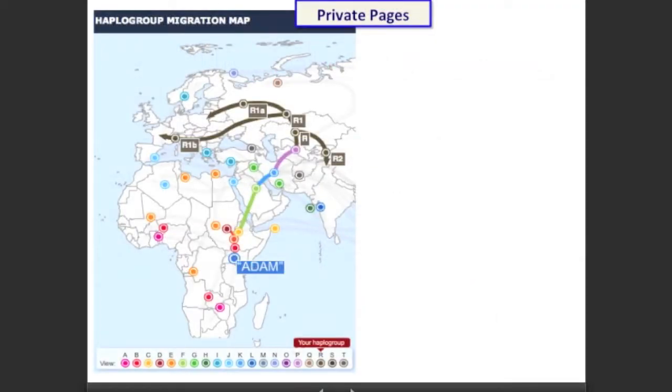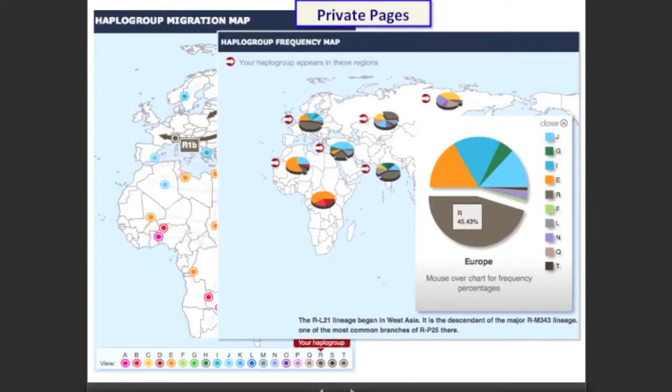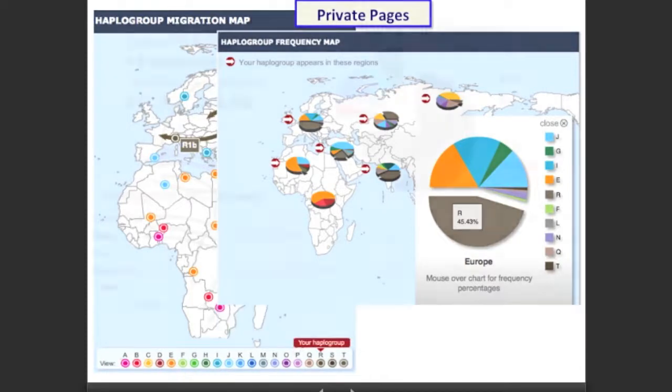Just to say briefly, you get these nice maps. Here's genetic Adam. This is where your ancestors came out of Africa. You also get a pie chart that shows you how common the various haplogroups are in different parts of the world. You can see, for example, that haplogroup R is quite common in Europe with about 45%, but it's probably absent in sub-Saharan Africa. And I don't think there's anybody over here in Siberia. So that gives you an interesting overview of the different haplogroups around the world.